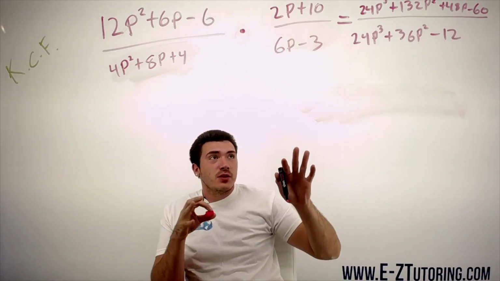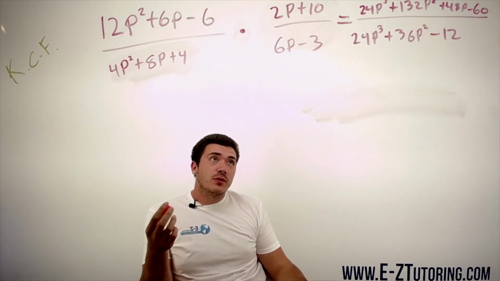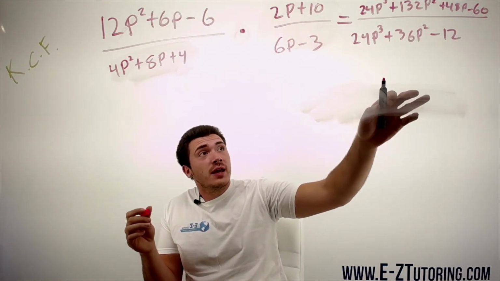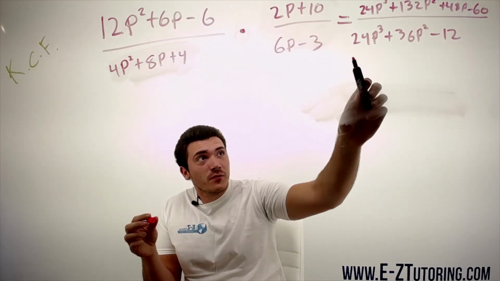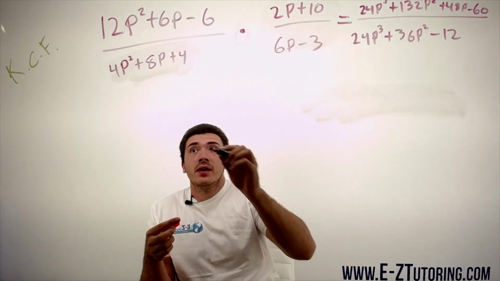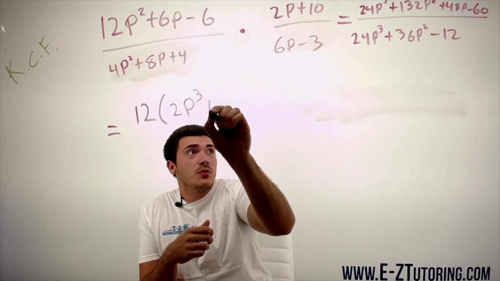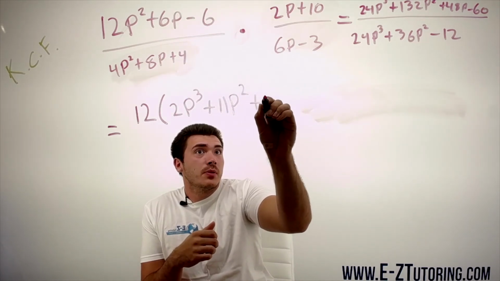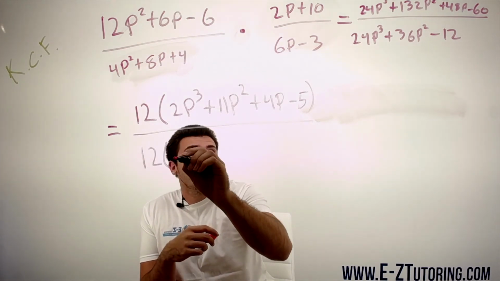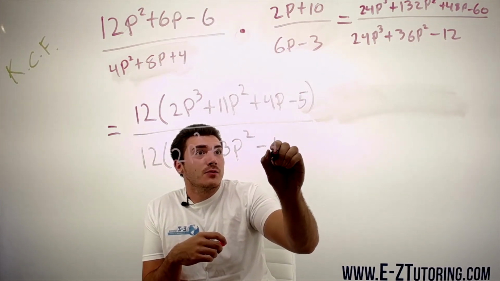From here, you can see that they share a lot of factors in common. Every number here is even, so there is definitely something we can factor out. If you look closely, you will realize that they are all multiples of 12. 24 is a multiple of 12, so is 36, 12, 48, 60, 132, and 24 again. So we can factor out a 12 from the top and be left with 2p cubed plus 11p squared plus 4p minus 5. Factor out a 12 from the bottom and be left with 2p cubed plus 3p squared minus 1.